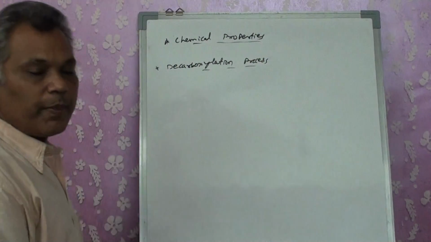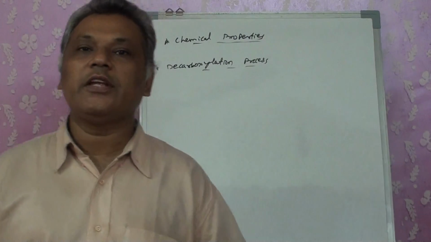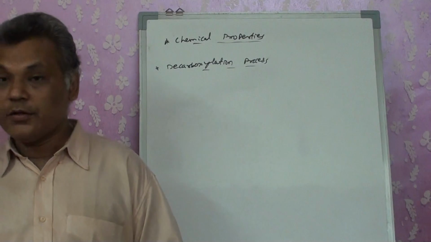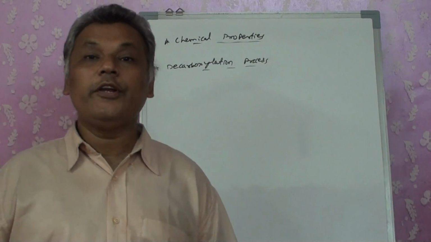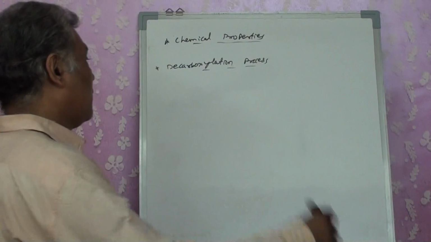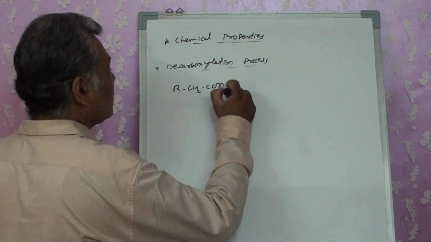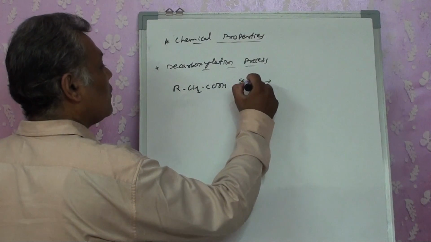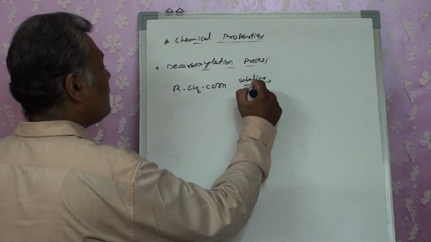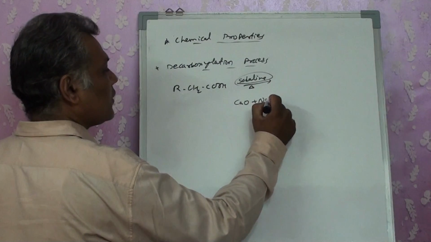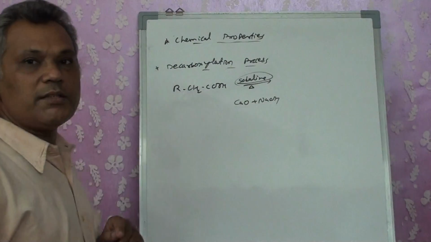Decarboxylation process. Now what are the specifications of decarboxylation? Actually, this is one of the important methods to study how to reduce the carbon atom from the chain. When you have RCH2COOH, it is reacted with soda lime. Soda lime means CaO plus NaOH.